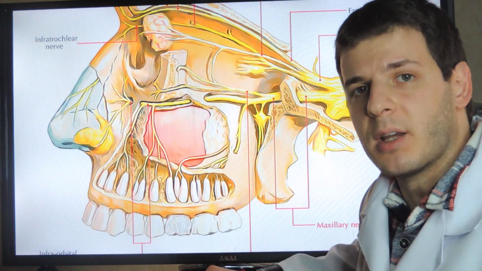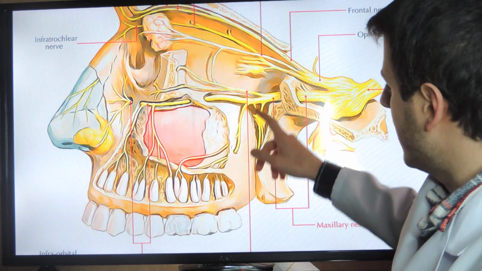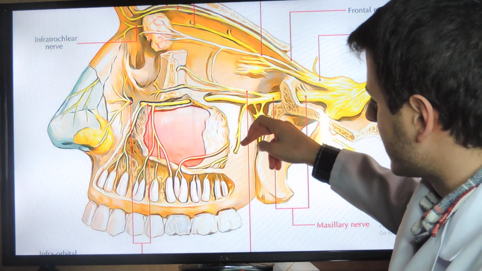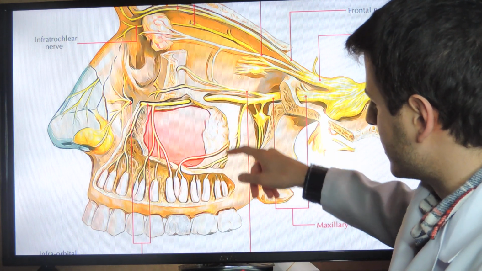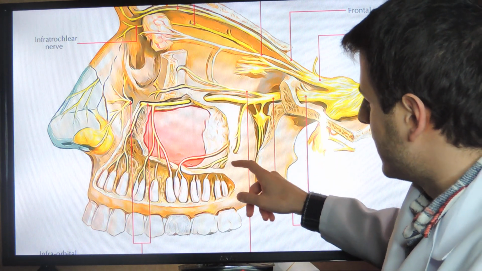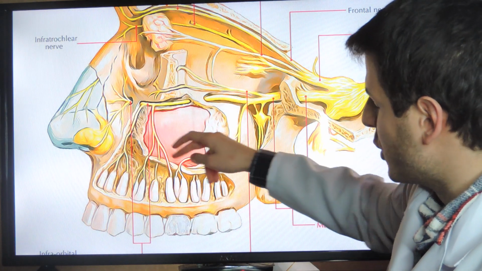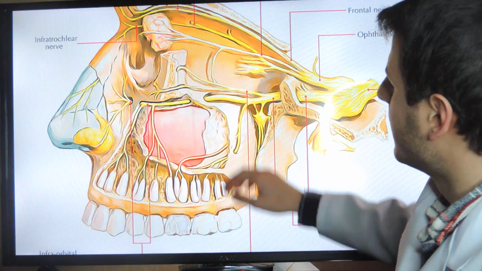In the pterygopalatine fossa, the maxillary nerve gives off the branch called the superior posterior alveolar nerve, which runs downward and forward and enters into the posterior surface of the maxilla, and it supplies the maxillary air sinus, especially the mucous membrane, and also the molar teeth.